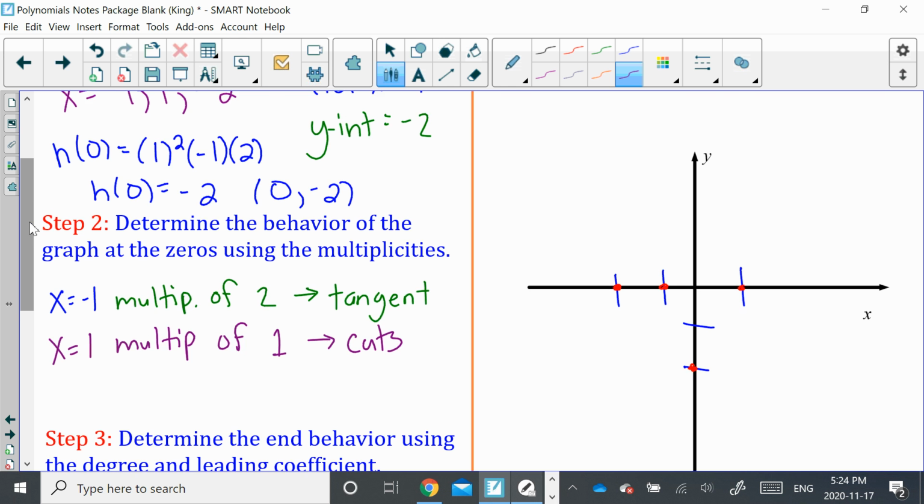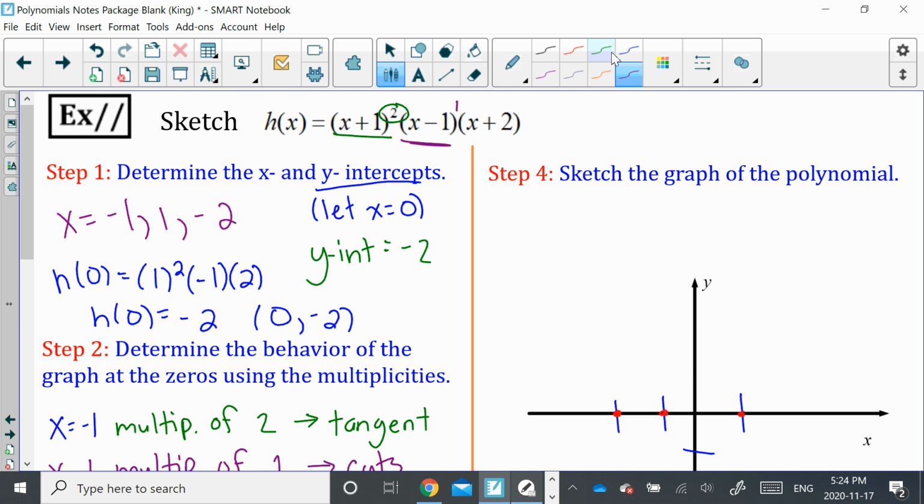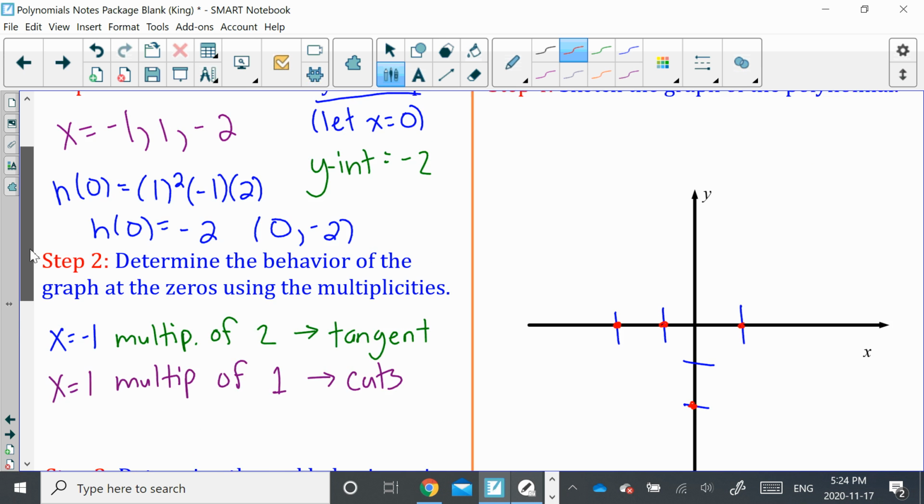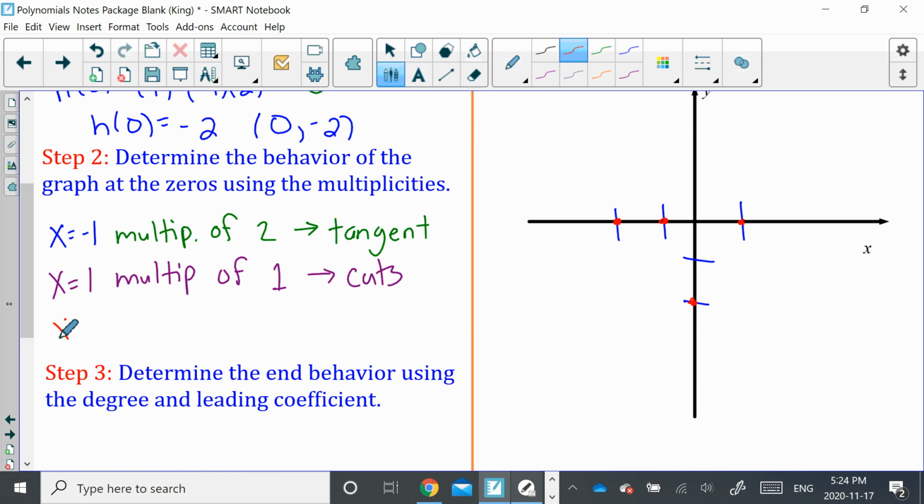The last zero that we have to deal with is this guy right here. So the zero is at -2. It has a multiplicity of 1, which means at -2, it's going to cut through. So multiplicity of 1, it's going to cut through.